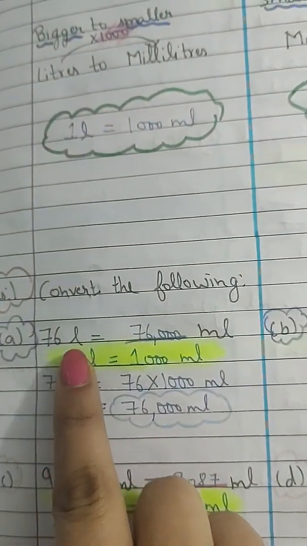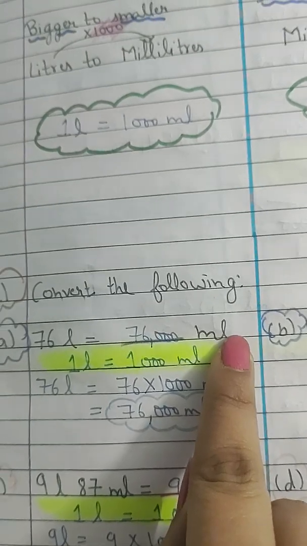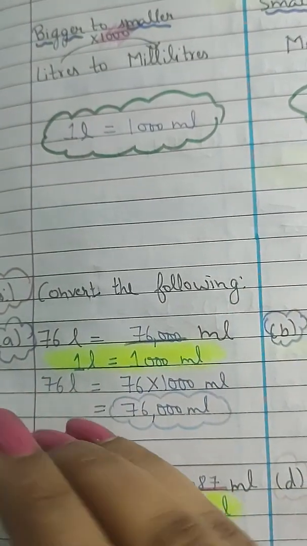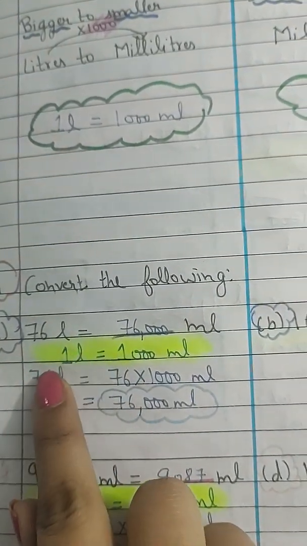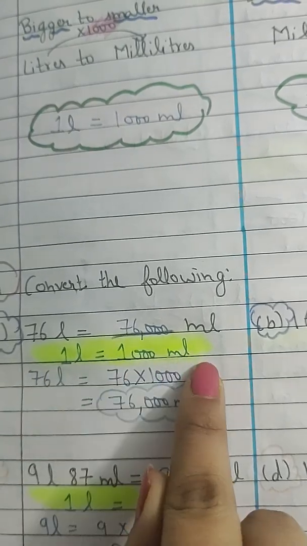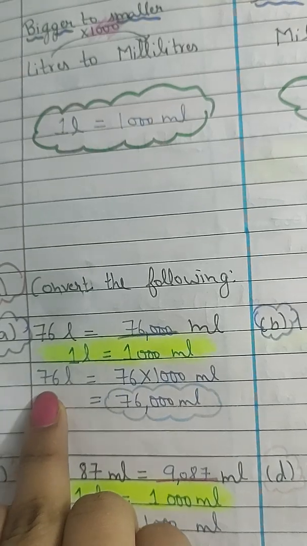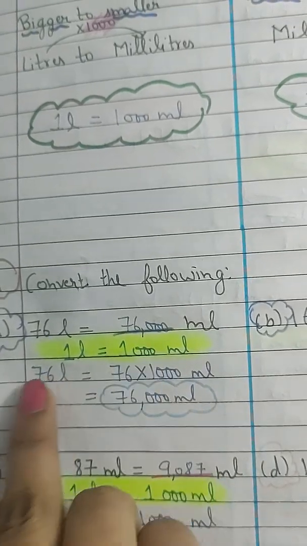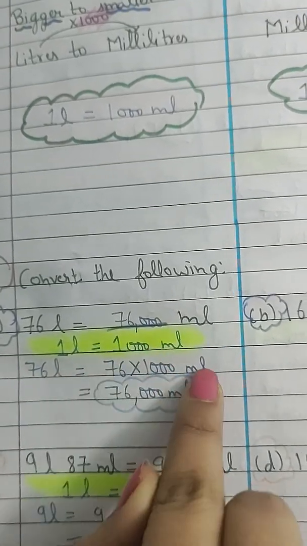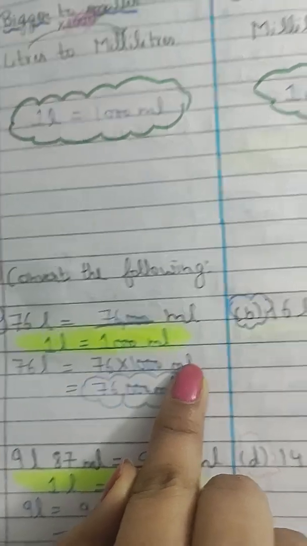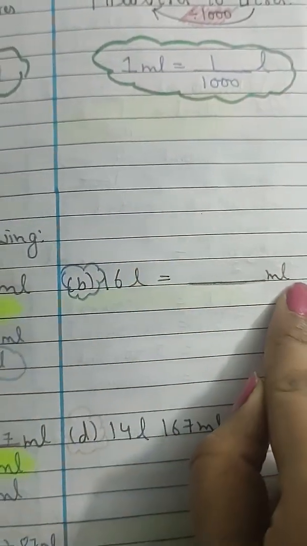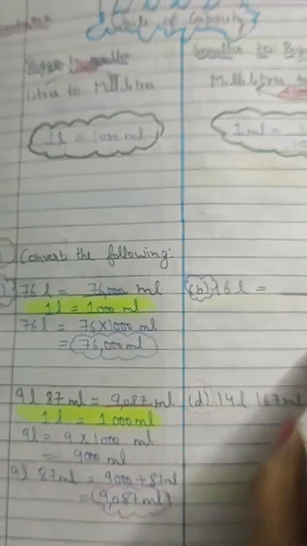Now 76 liters, you have to change it into milliliters. The same way that we have earlier used, we have to use. 1 liter is equal to 1000 ml. Firstly you have to write the formula, then you bring this 76 liter here, then you multiply 76 with this 1000, so it will be 76,000 milliliters. The same type of question I have given you here so that you can practice.